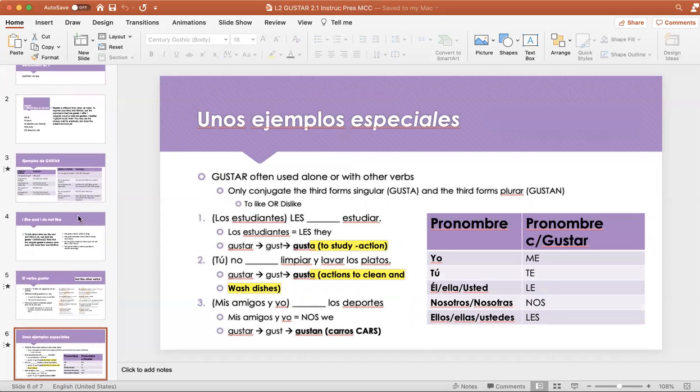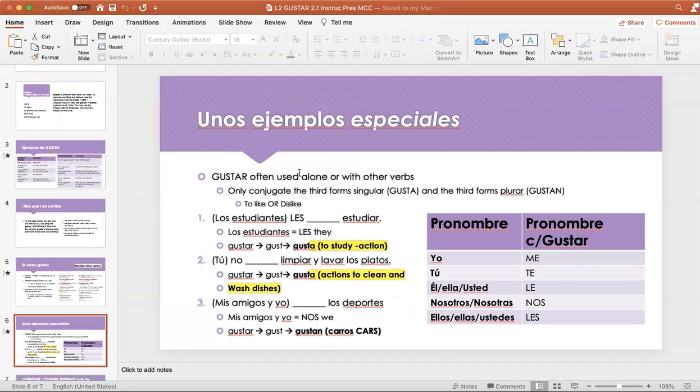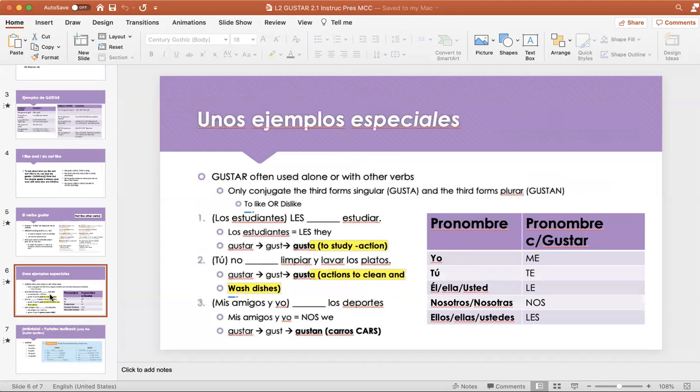Here, just a quick review. Unos ejemplos especiales. It's just really added in detail. So if you want to try by yourself. So again, lo siento. So these are the pronouns. Me, te, le, nos, les. And I just put this chart for a quick review.